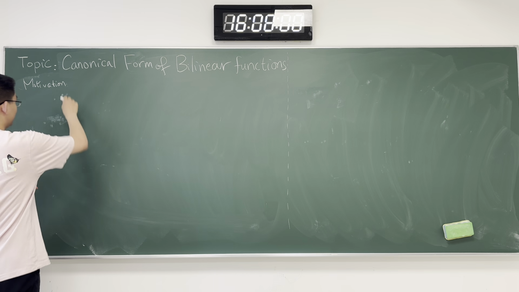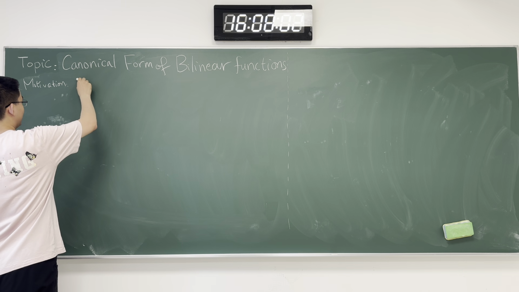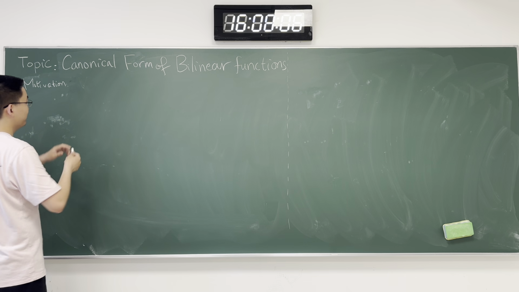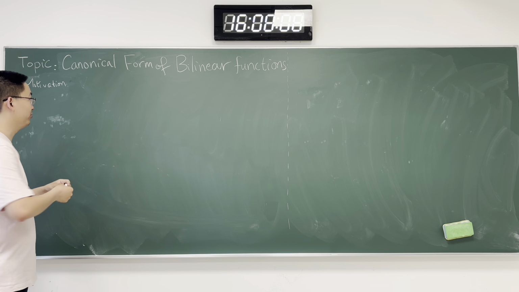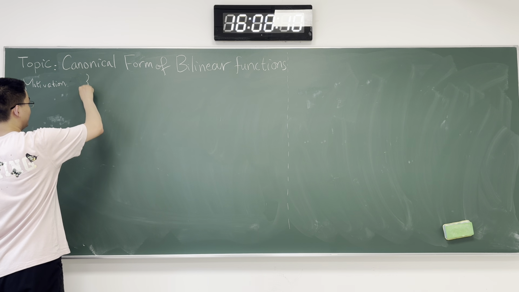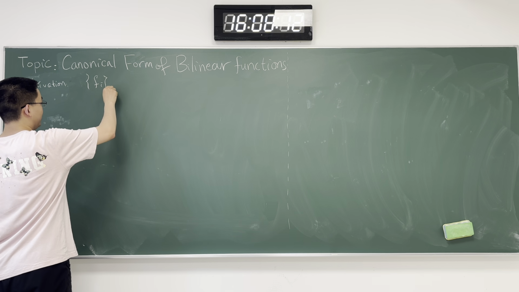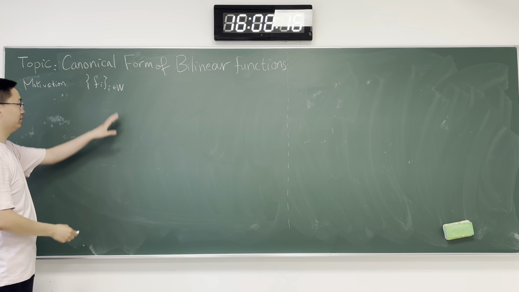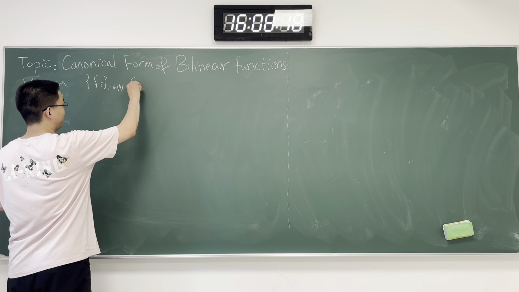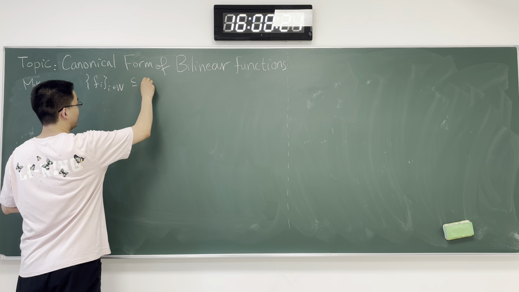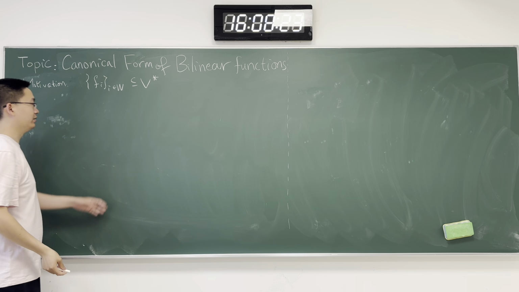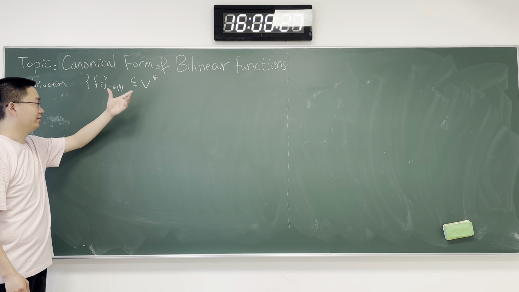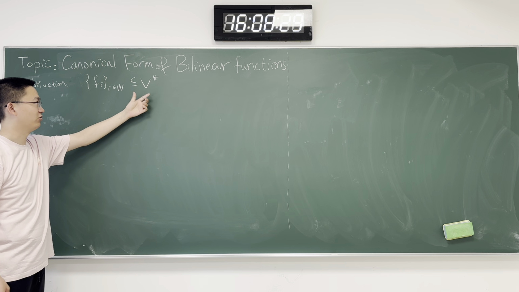We consider a vector space V, and there is a family of linear functionals on V, say F_i, indexed by some set. The set is called W. This is just a family in the dual space of V, which is linear functionals on V. And naturally, this now has a vector space structure.